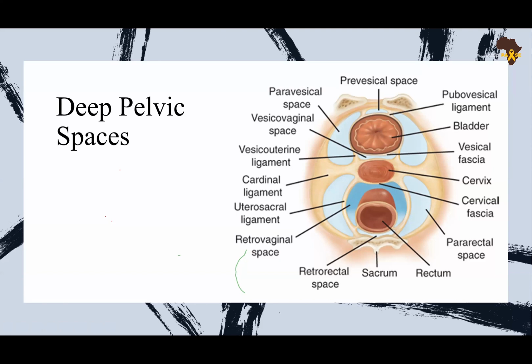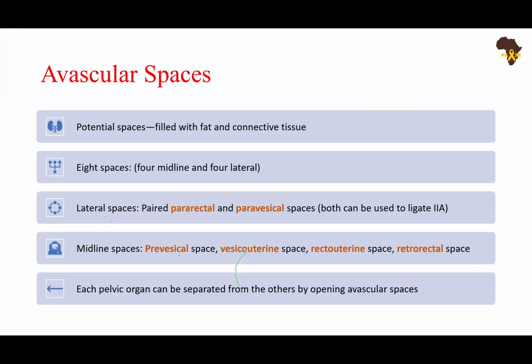But for now, let's understand that you'll have to go into these spaces, which are potential spaces filled with fat and connective tissue. There are 8 in total, 4 midline and 4 lateral. The lateral being the pararectal and the paravesical paired spaces, left and right, and the midline being the prevesical or the space of Retzius, the vesico-uterine, the recto-uterine, and the retrorectal or presacral space. Each pelvic organ can be separated from the others by opening these avascular spaces.